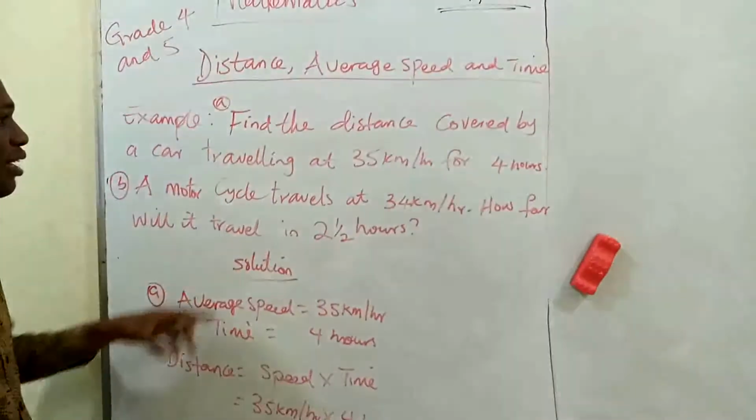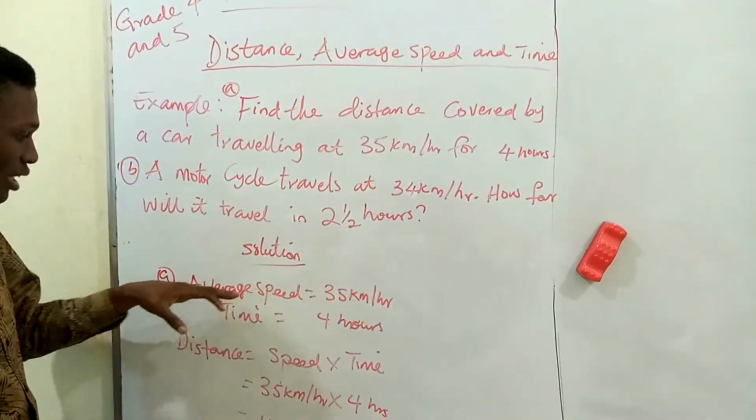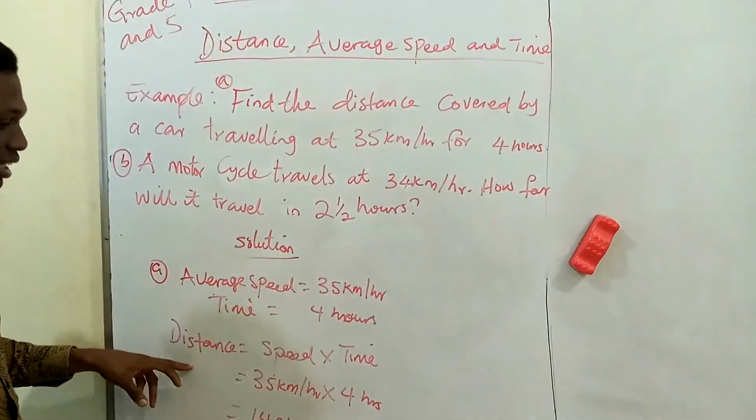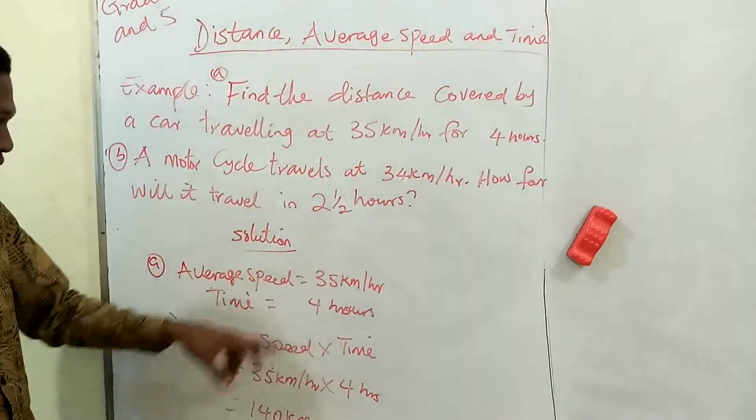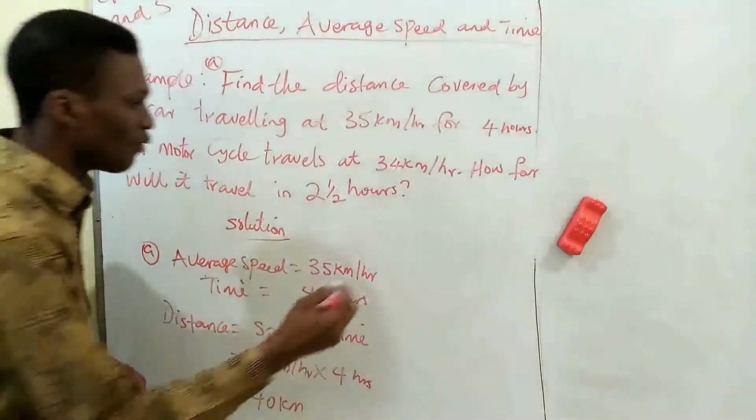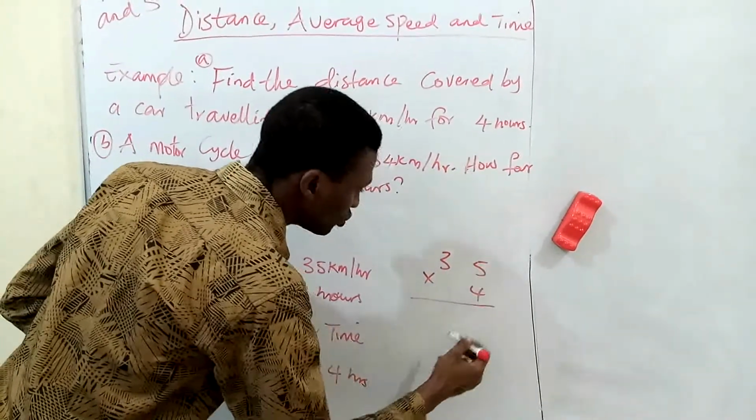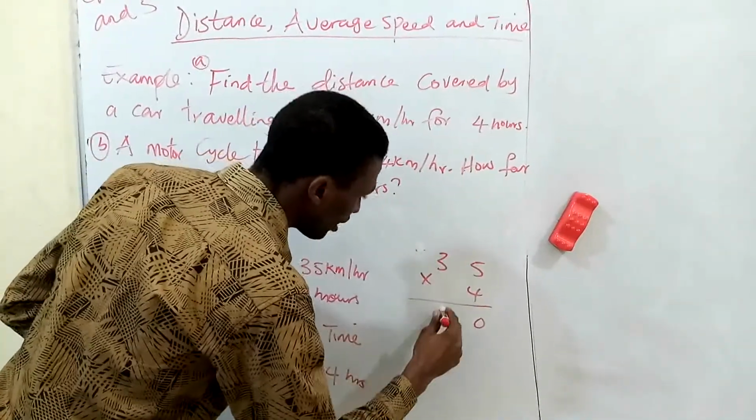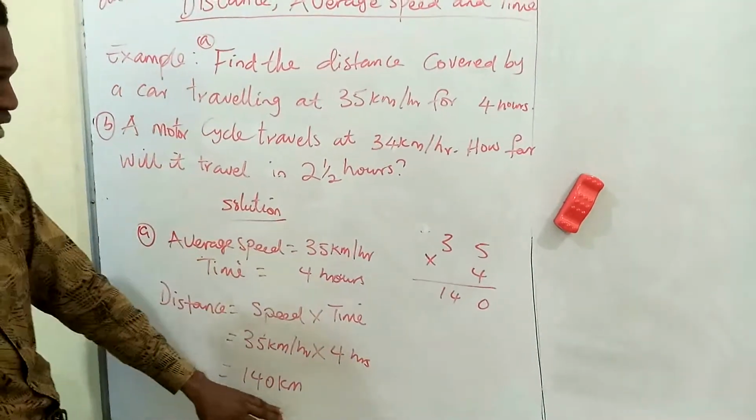To find the distance covered, given an average speed of 35 kilometers per hour for 4 hours, our time is 4 hours. Distance is speed times time. That's 35 kilometers per hour times 4 hours. 35 times 4: 4 times 5 is 20, write 0 and carry 2. 4 times 3 is 12, plus 2 we have 14. So we have 140. So our distance is 140 kilometers.